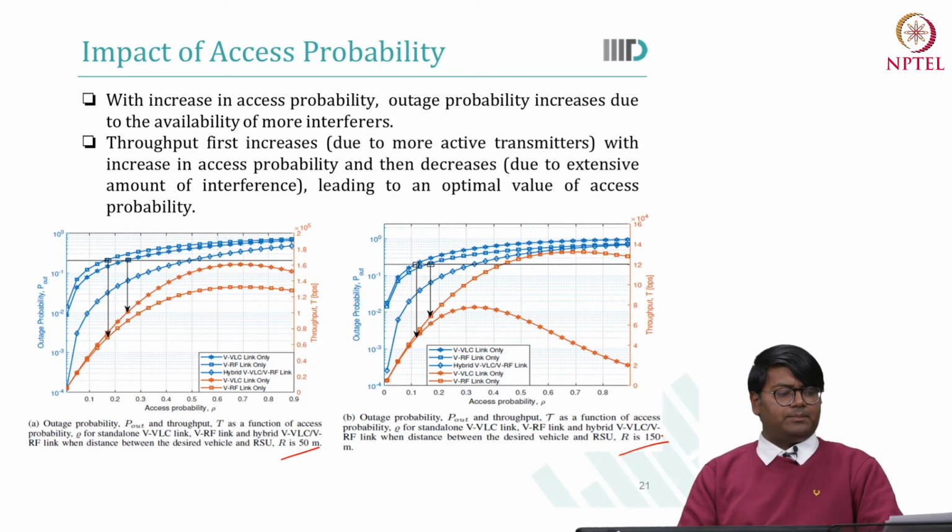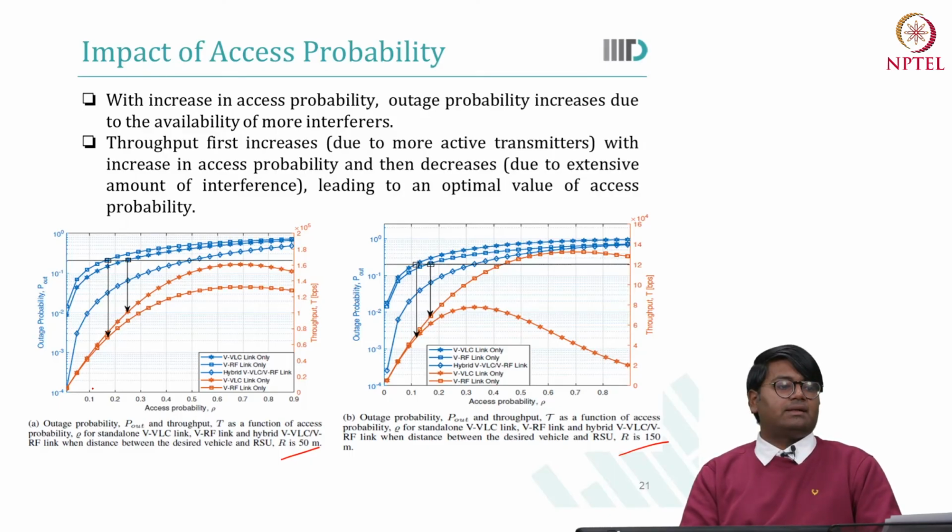So here we see that with an increase in the access probability, the outage probability increases due to the availability of more interferers. Also, the throughput first increases due to more active transmitters with increase in the access probability, and then it decreases. So for the throughput, if you observe the trend, first it increases and then decreases. So there is some optimal value of the access probability at which you have the maximum throughput.